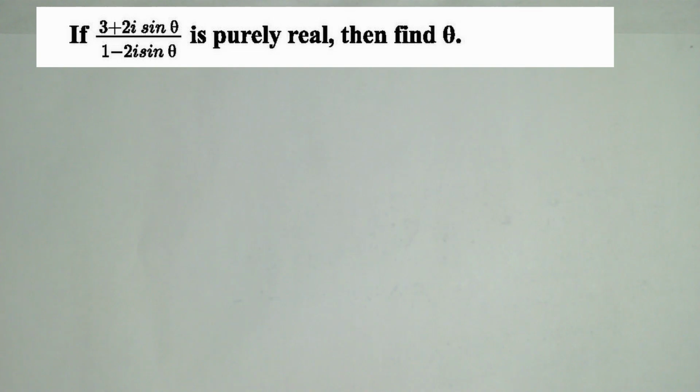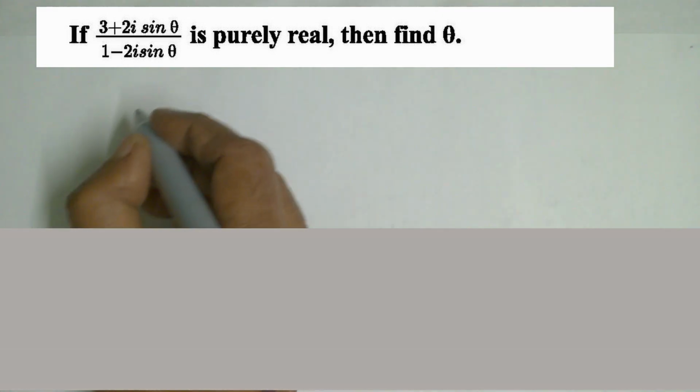If (3 + 2i sin theta) / (1 - 2i sin theta) is purely real, then find theta. Here the condition given is that the given expression is purely real. We have to find out the value of theta. So first write the given expression.